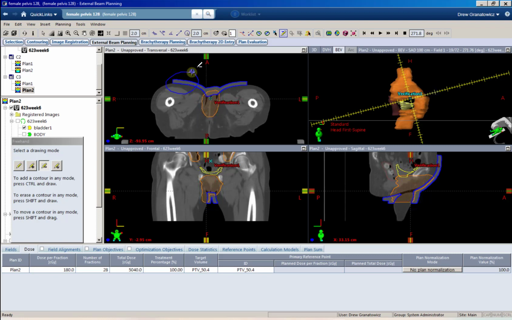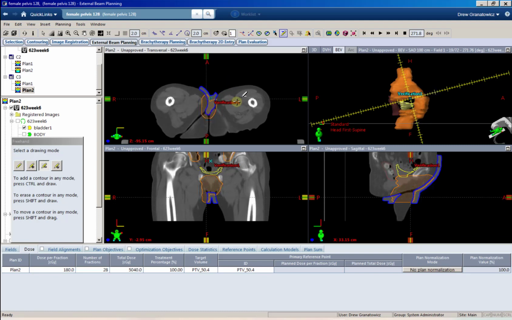Let's just do a few more here. Something like that. Let's pretend like we're happy with this.